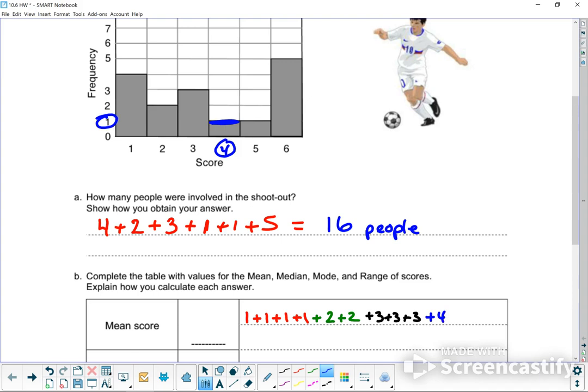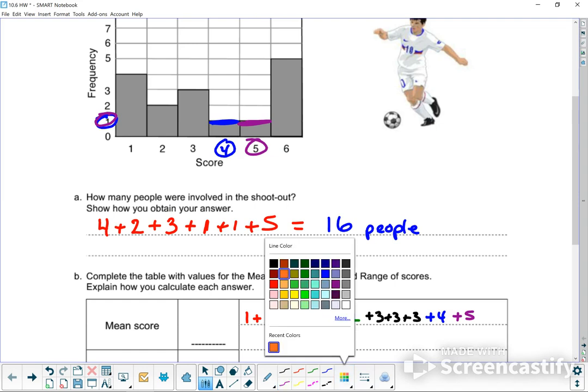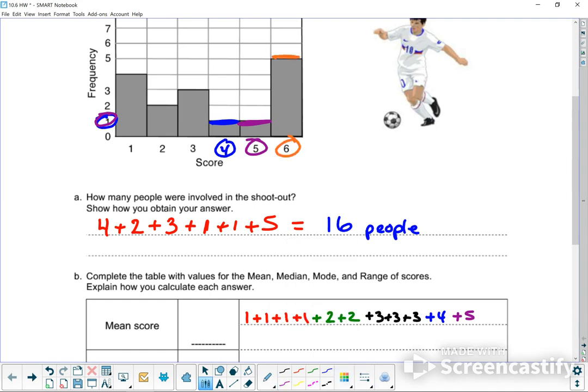Square of 5, do the same thing. Square of 5, there's only one person as well. So plus 5. Okay, and square of 6, we'll use orange for that. Square of 6, there are 5 people. So plus 6, plus 6, plus 6, plus 6, plus 6.